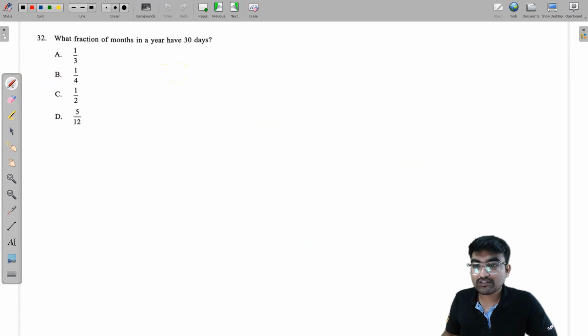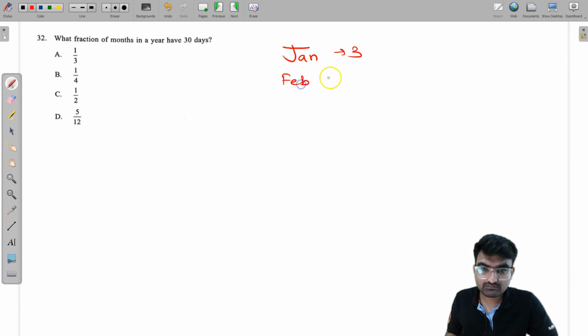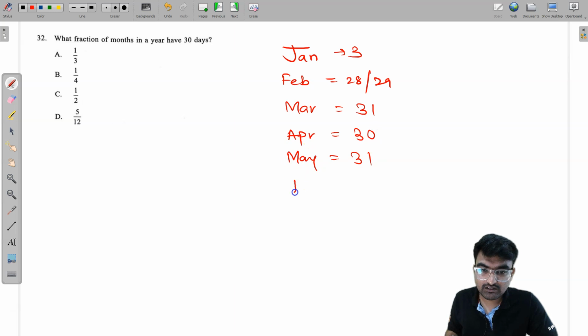Now, question number 32. What fraction of months in a year have 30 days? Now let's check how many months have 30 days first. January has 31. February has 28 or 29. March again has 31. April again has 30. May 31. June 30. July and August both have 31.